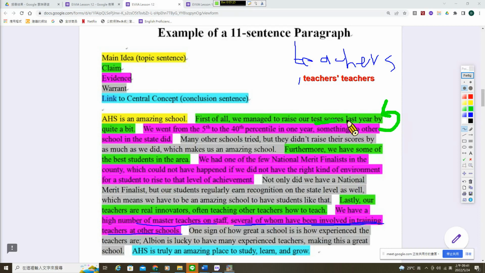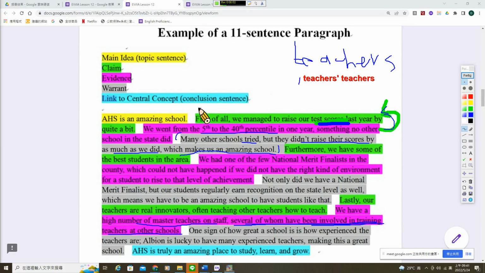We have a test score. Look here. We talk about test scores, and we advanced from 5 to 40 percentile. Then what is the reason to provide the link between this and that? So look here. Many other schools tried. Look at this. They all failed. They didn't raise their scores by as much as we did, which makes us an amazing school. So this is the logical link to show why an advancement from 5% to 40% is so impressive.